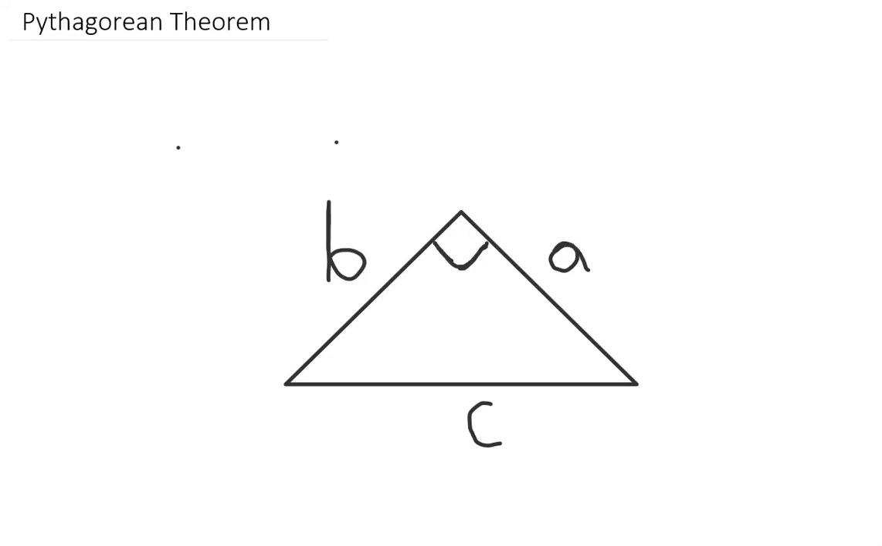Alright, if we're looking at the Pythagorean Theorem, the Pythagorean Theorem can be used to find the third side of any right triangle. Now that's important. We have to have some sort of right angle in there. It only works for a right triangle.